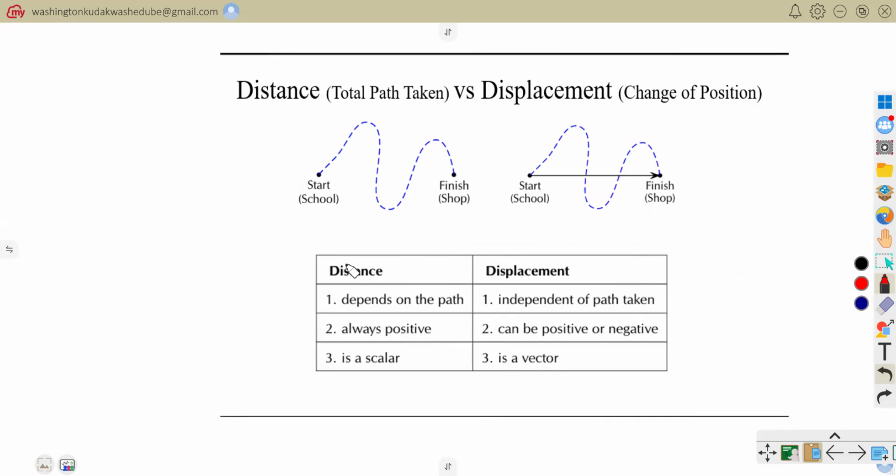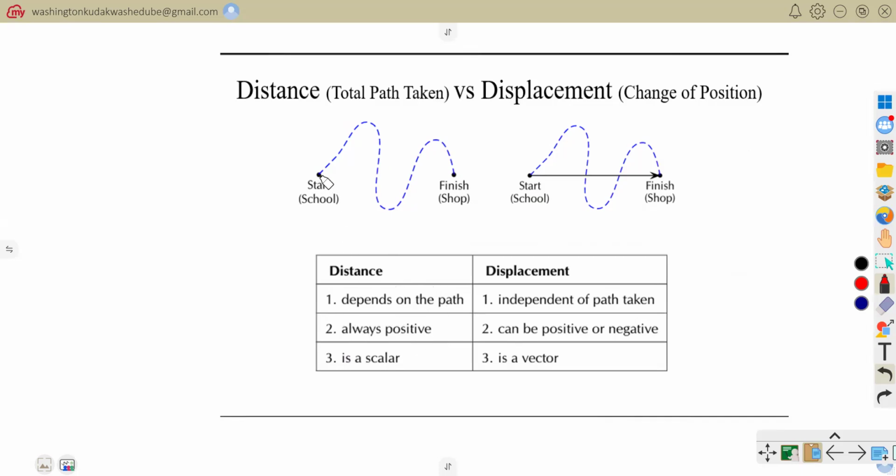So we say that distance is the total path taken. You would need to know the total length within this total path that you moved. That is what we call distance. And distance depends on the path. It is always positive. You can never have a negative length. If someone moved, he moved a positive distance. And by that, it is a scalar quantity because it does not have any direction.